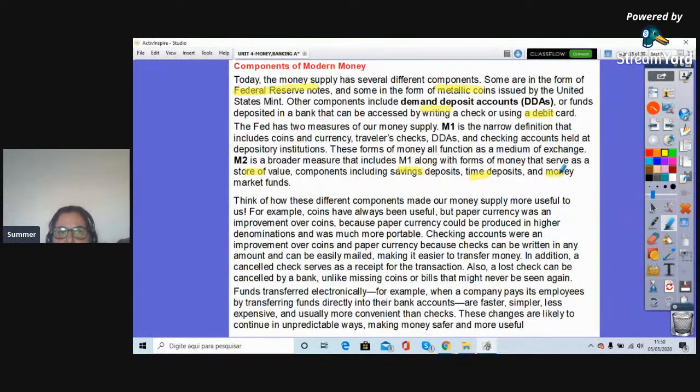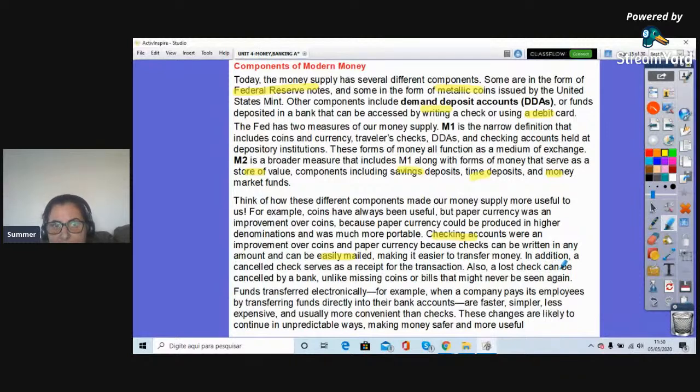So think about how these different components made our money supply more useful to us. For example, coins have always been useful, but paper currency was an improvement over coins. Why? Because paper currency could be produced in higher denominations and was much more portable, easier to carry. Checking accounts were an improvement over coins and paper currency because checks can be written in any amount and can be easily mailed, making it easier to transfer the money.